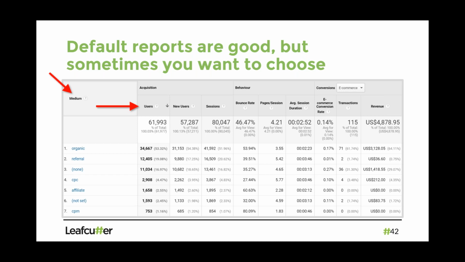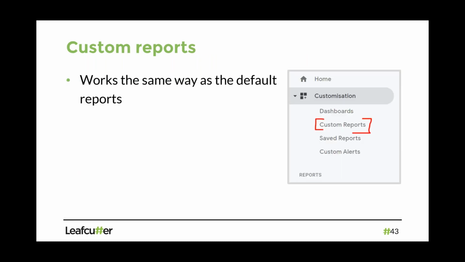Rather than just seeing this default list all the time, because for whatever reason you might not care to see all these numbers at once. I only want to see like 4 things, and I don't want to have to customize it all the time. I just want one report I can jump into to see these numbers. And that's where custom reports come in. So when you're in Google Analytics, on the left-hand side you've got customization, and under there, custom reports.